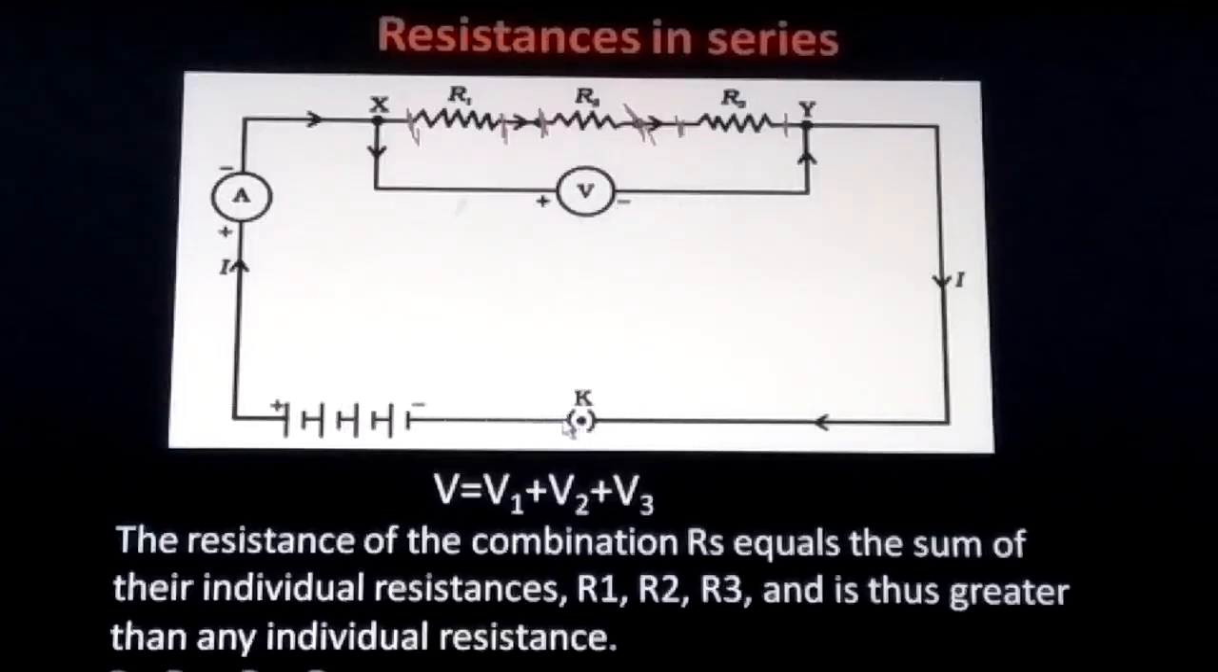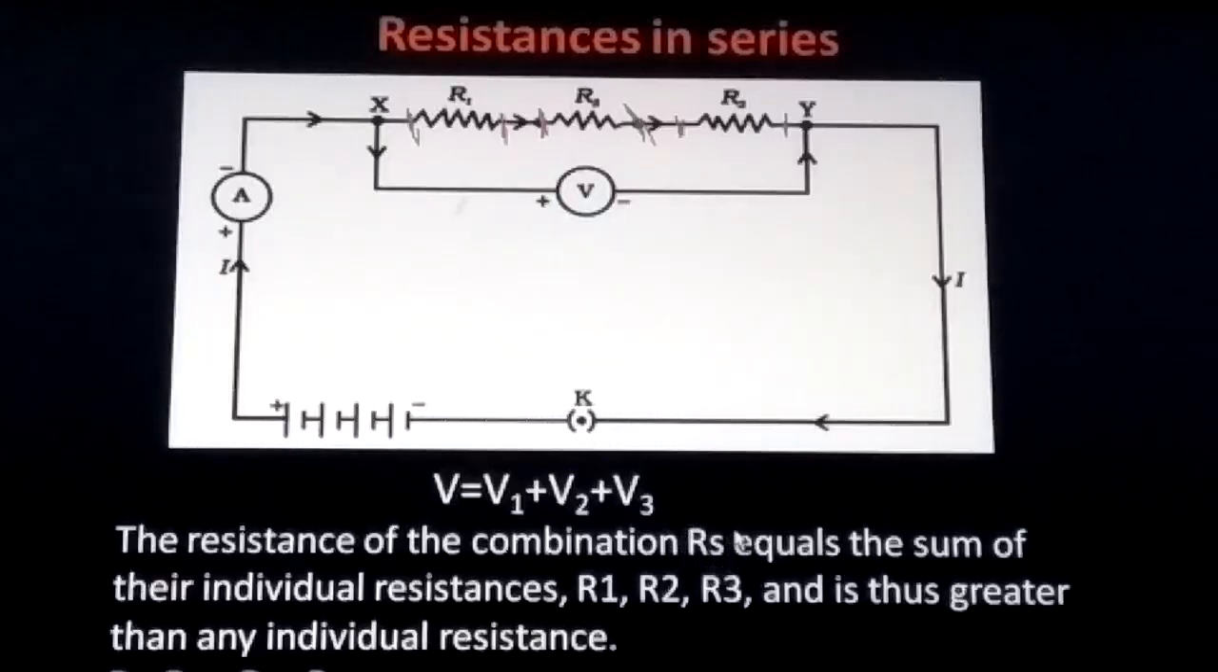Okay students, here the total voltage will be equal to V1 plus V2 plus V3. When we add these three voltages, we will get the total voltage. So therefore the resistance of the combination, RS.